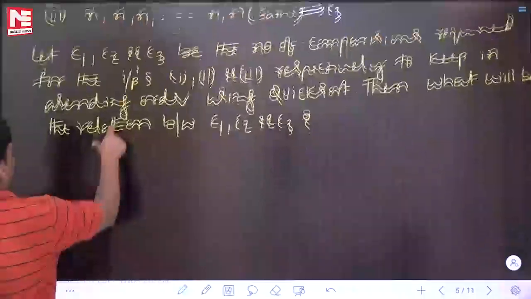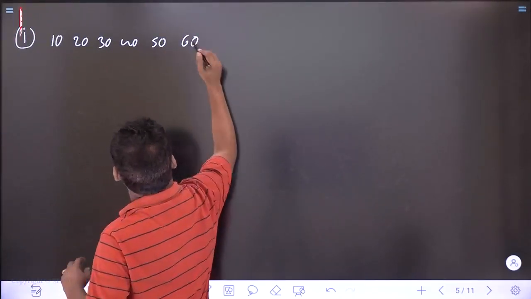I am starting. See, make sure that everyone listens. See, first input. Can you help me? Is the first input ascending order or not? See this one, the first input is ascending order. Take any ascending order. Let me take 10, 20, 30, 40, 50, 60.